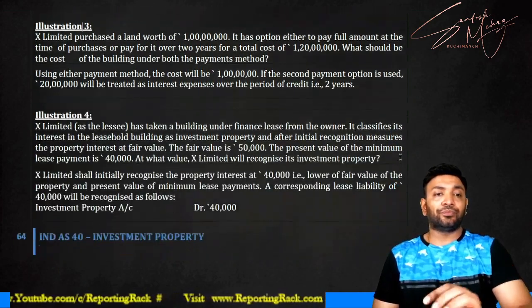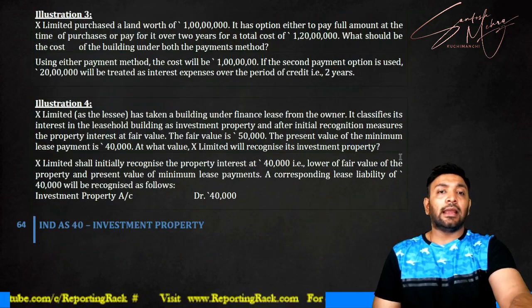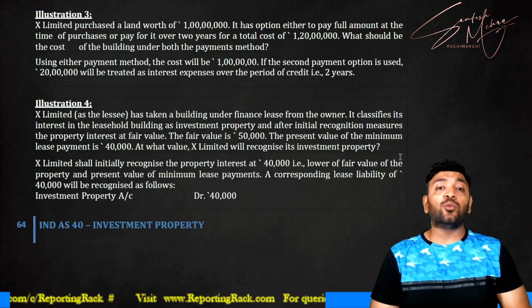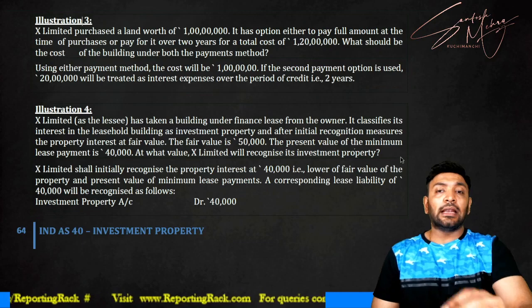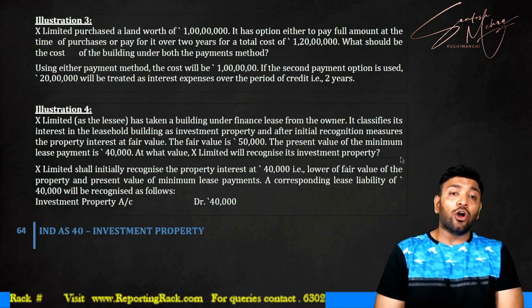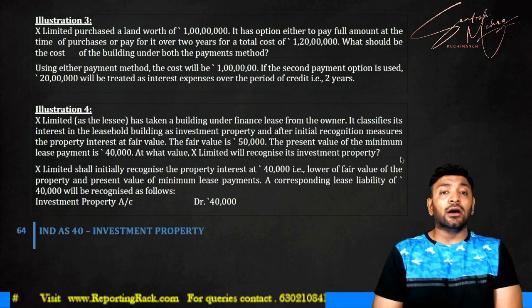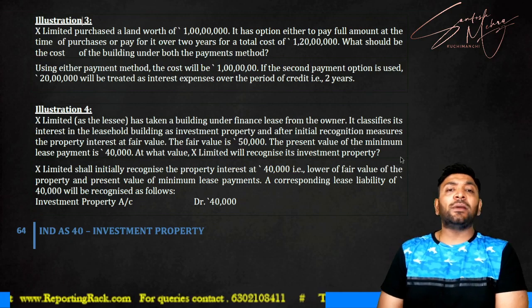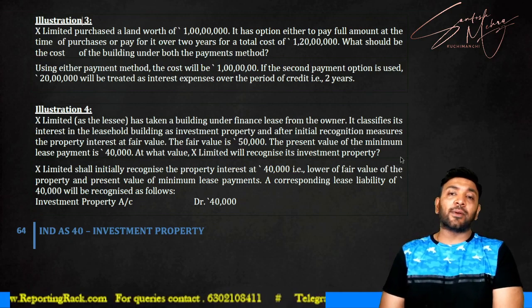Illustration number 3. X Limited purchased a land worth 1 crore. It has an option to pay either the full amount at the time of purchase or can pay it in 2 years for the total cost of 1 crore 20 lakhs. What should be the cost of the building under both payment methods?